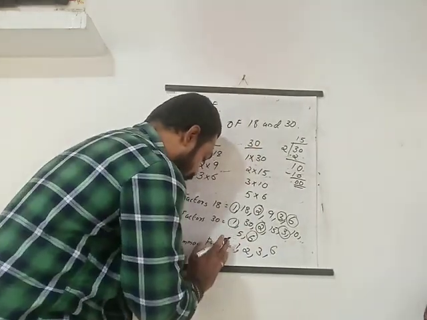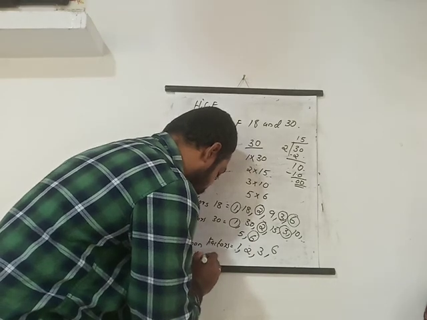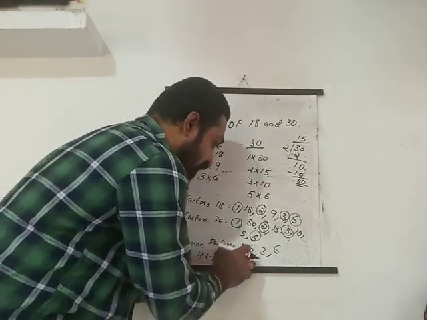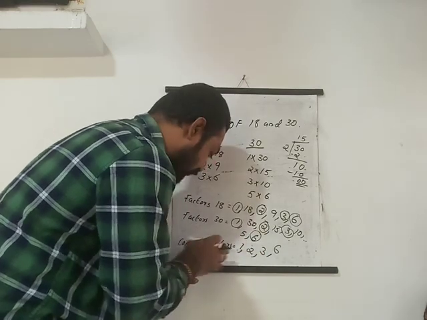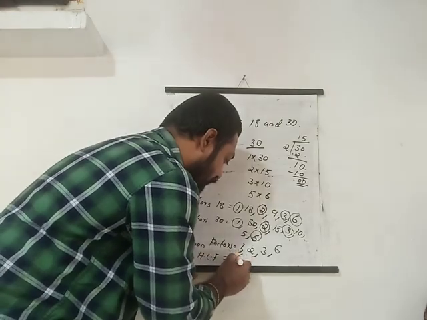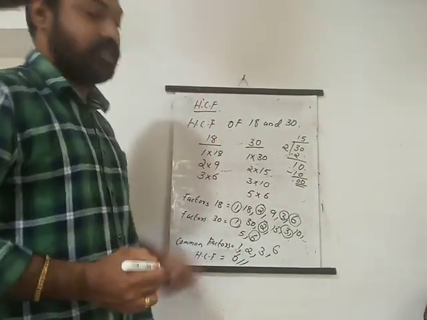So what is our answer? HCF, or highest common factor. Common factors are 1, 2, 3, 6. From these common factors, which is highest one? 6. So HCF is what here? 6. So this is the method.